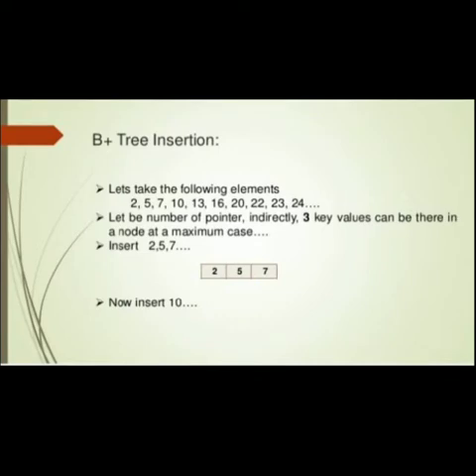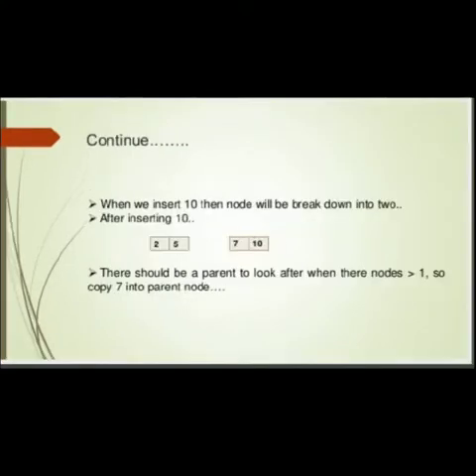B+ tree insertion. Let us take the following elements: 2, 5, 7, 10, 13, 16, 20, 22, 23, 24 are the given numbers. Let us insert the first 3 elements: 2, 5, 7. The next element to be inserted is 10. When we insert 10, it shows the overflow condition. So we need to divide this into 2 groups, that is 2, 5 and 7, 10.